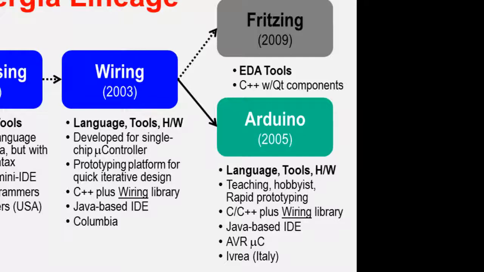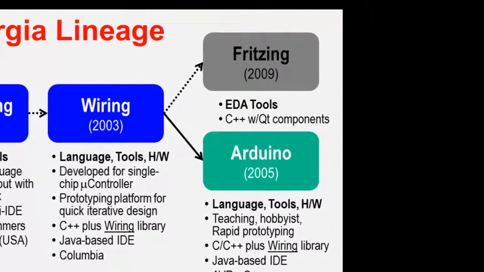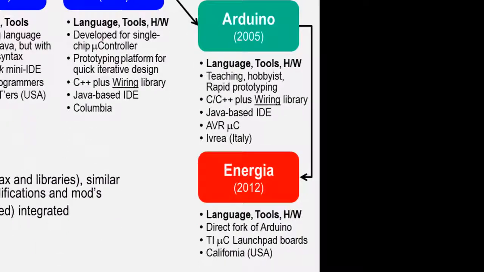Also out of the Wiring language is a project called Fritzing. The idea was to go along with Arduino if you wanted to build your own board, so electronic design tools was what that was aimed at. We're not going to be covering anything along that line, but it was just part of the lineage. And then in this past year, it was ported by a group of folks from Arduino to Energia. I say a group of folks, but really one guy in California working for TI in the evenings and such did most of the work.